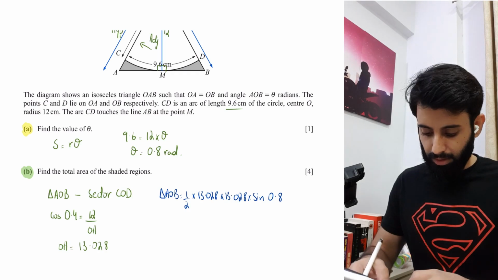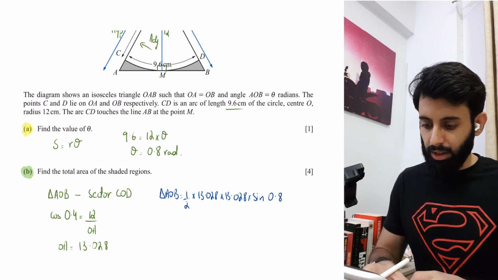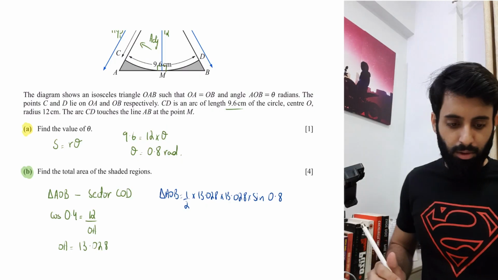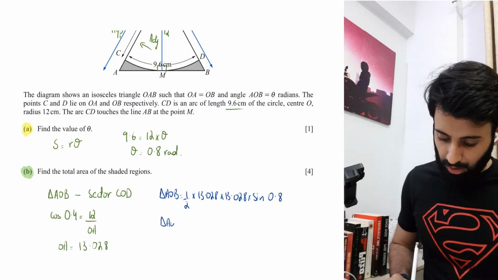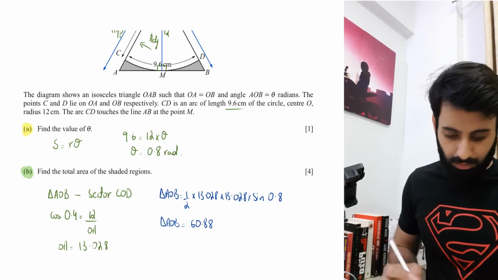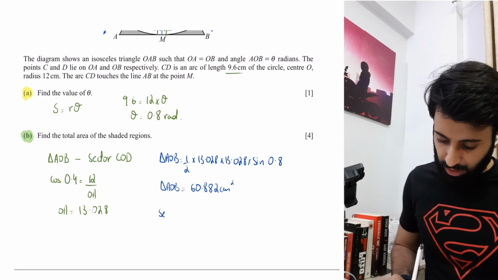So 0.5 times answer. I'm going to be using the answer key so that I don't end up rounding off prematurely. 0.8. So I have the area of triangle AOB. This is equal to 60.882 centimeter square. Now I need to work out the area of sector COD.